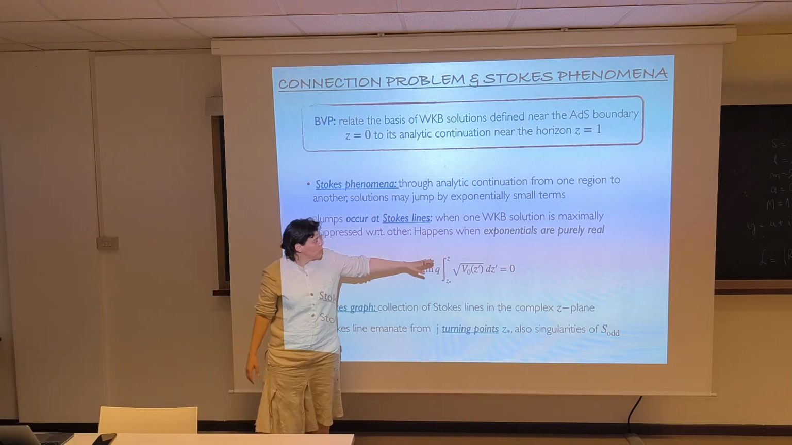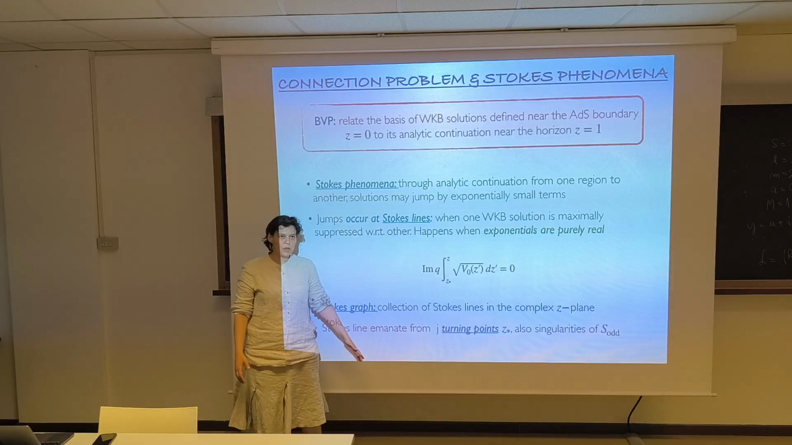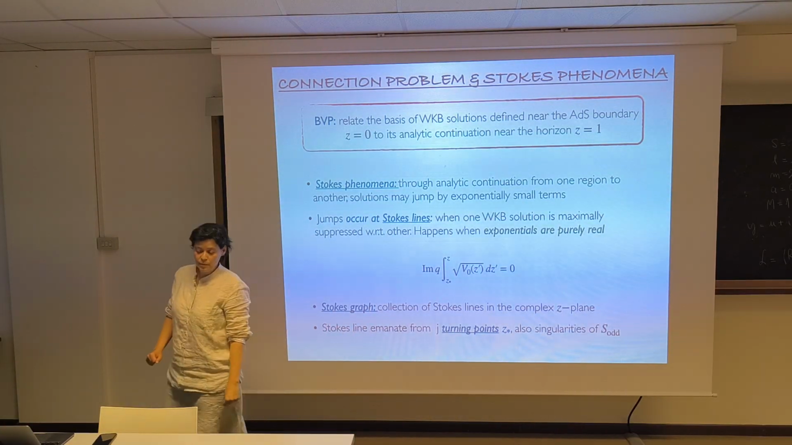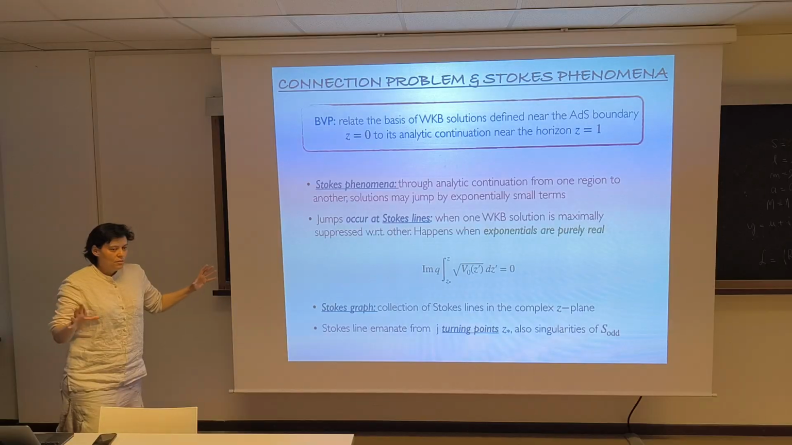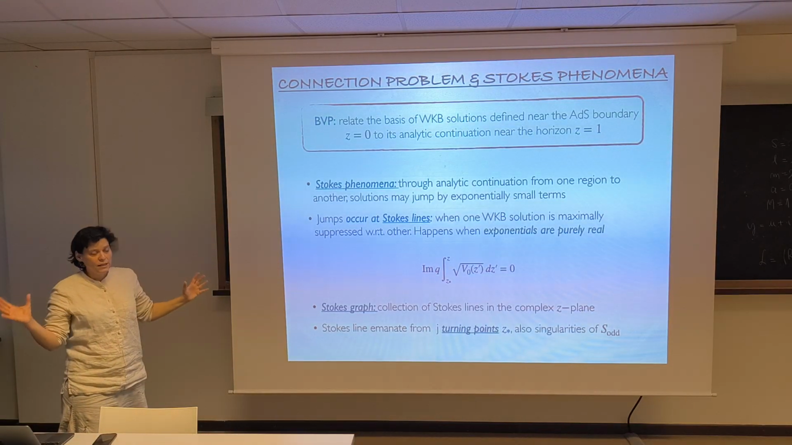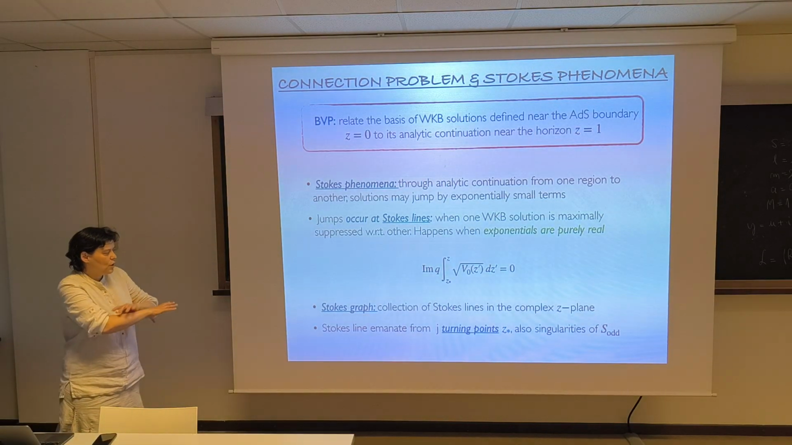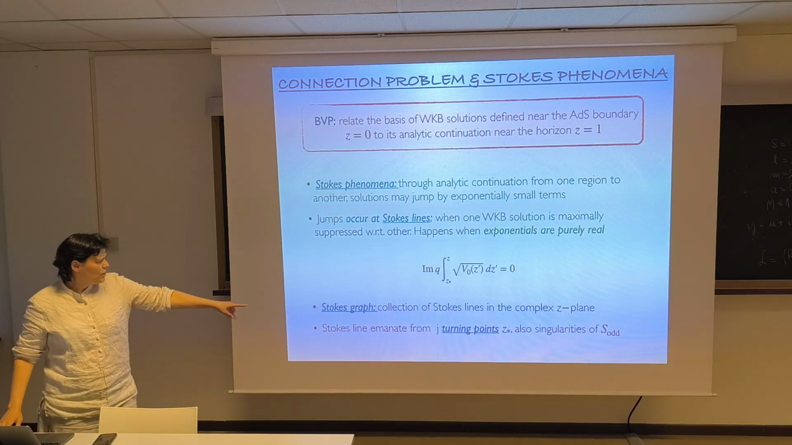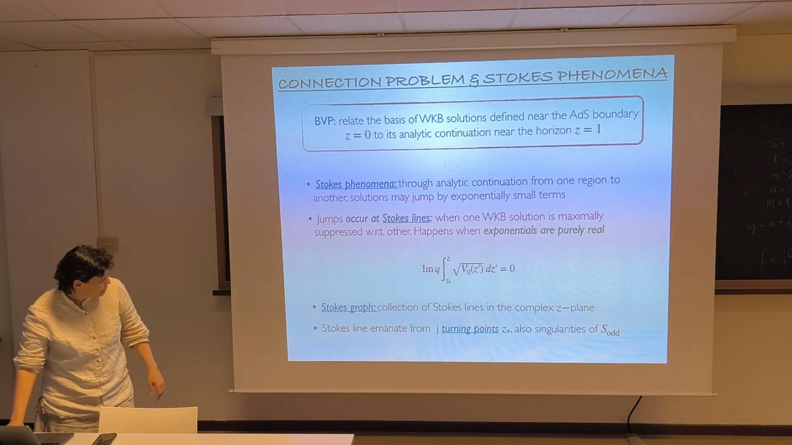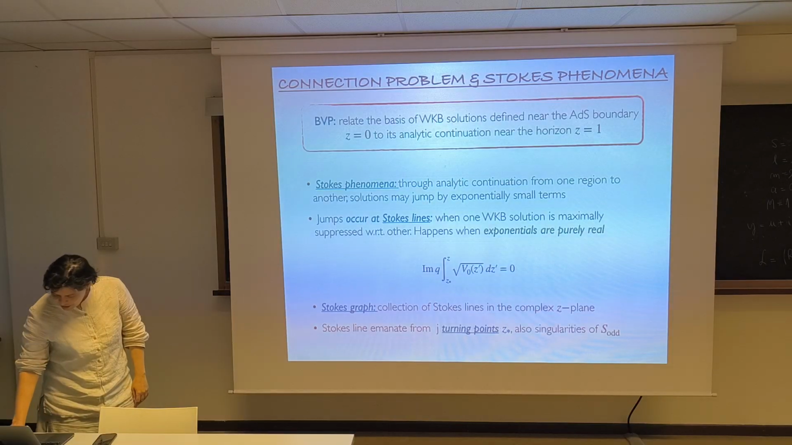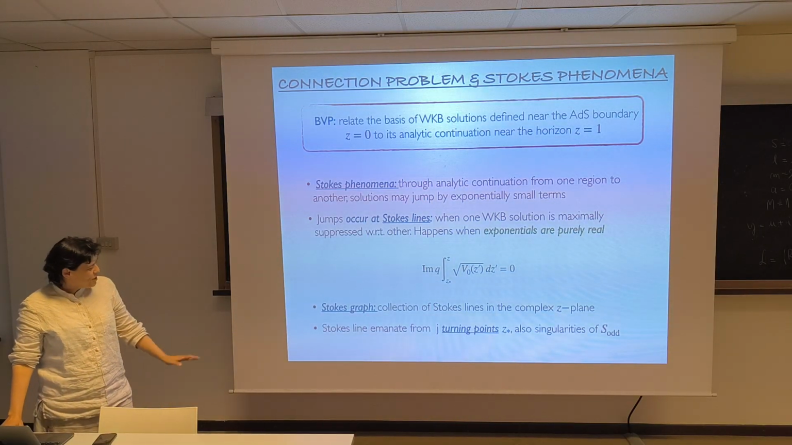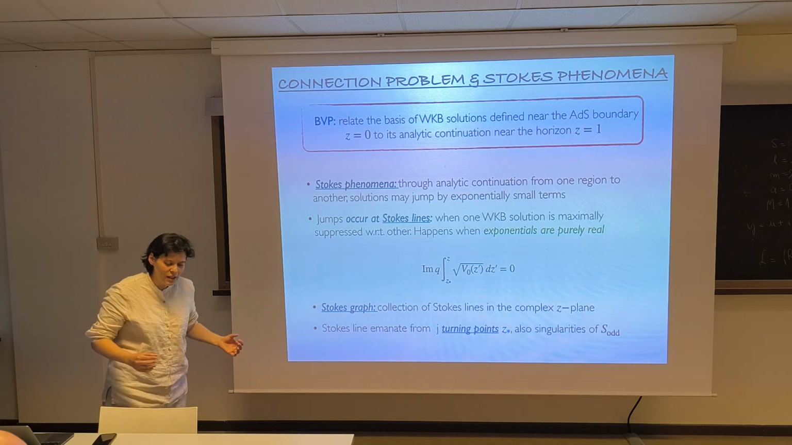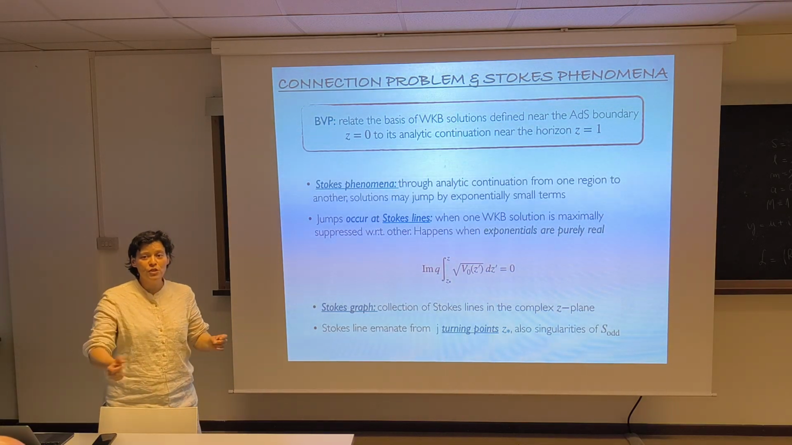It happens when the exponentials are purely real, and that means that you have conditions like this. You can write in the complex z-plane a Stokes graph, which is the collection of all these lines where this happens. They usually emanate from, I'm not sure why I've written that J, that's a typo, turning points. The important thing is that the turning points are typically singularities of the coefficients of this S odd.